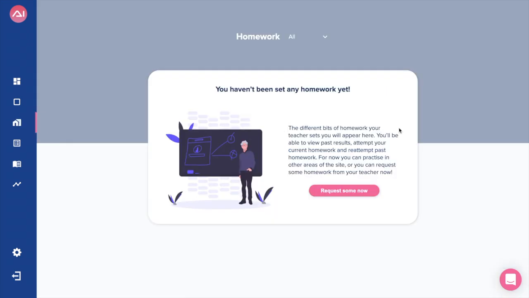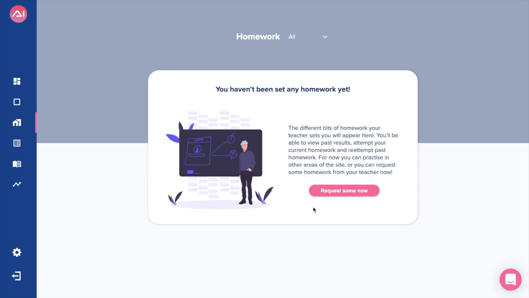Now in here, I'm using a student account, which is also connected to a teacher's account. So AI Tutor is also available for schools. If you're on an account which isn't connected to a teacher's account, when you select the homework tab, there will be an option here to enter your teacher's email address. And if you think any of your teachers might be interested, they will be sent a notification about the site.